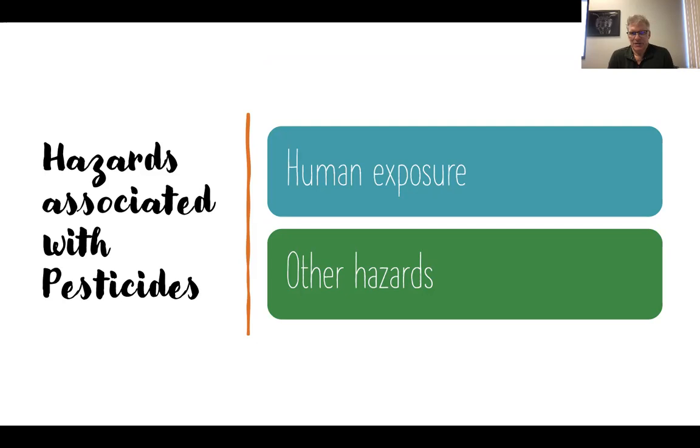And some of the hazards that we talked about earlier associated with pesticides. Remember, it's toxicity and hazard. Toxicity being the potential, and hazard being the potential exposure. In this case, human exposure is an issue that we have to deal with. And various parts of your body can absorb pesticides at a different rate.